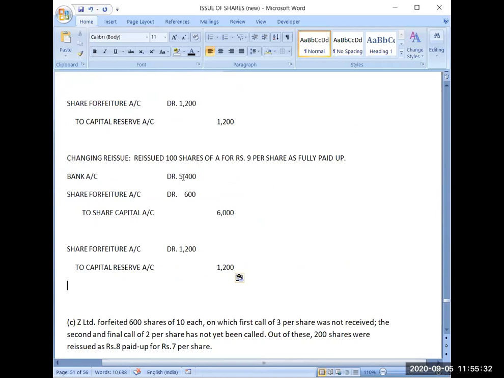See, I am issuing only 100 shares. So now I will be receiving only rupees 900, and my loss will be only 100, and my capital will be only 1000. Yes, this reissue entry is clear.